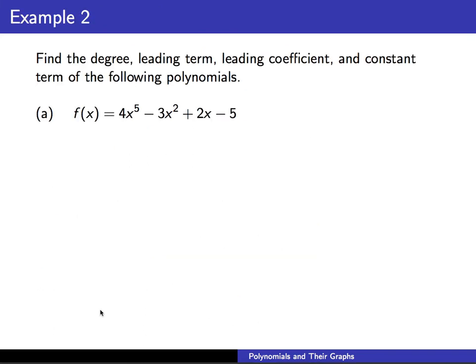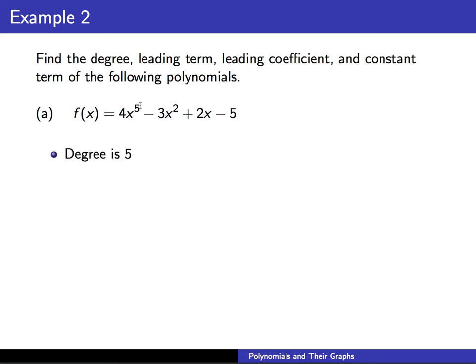All right, example 2: find the degree, leading term, leading coefficient, and constant term of the following polynomials. So with problems like these, we always first want to make sure that we have this written in order from highest power of x down to the lowest. In this case, it's already done for us, but if it wasn't, then we just have to rearrange some stuff. Again, the important ones are the leading term and the constant. So if you goof up this order, it's really not going to be all that bad.